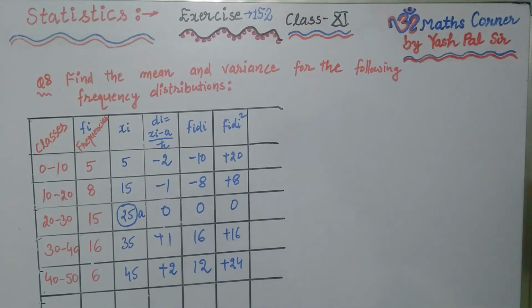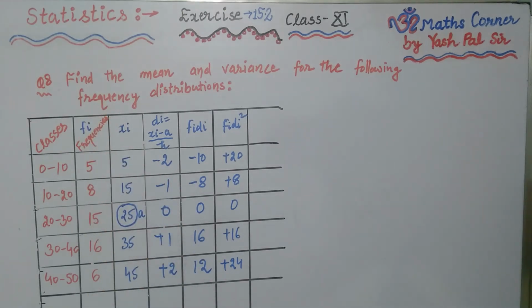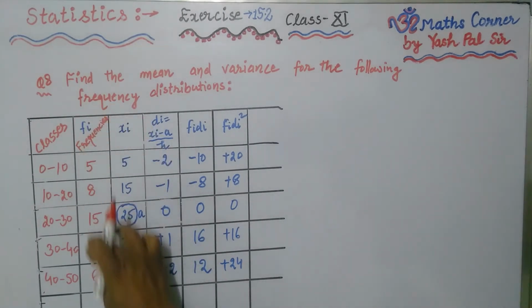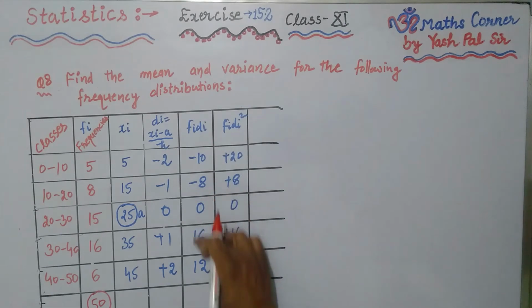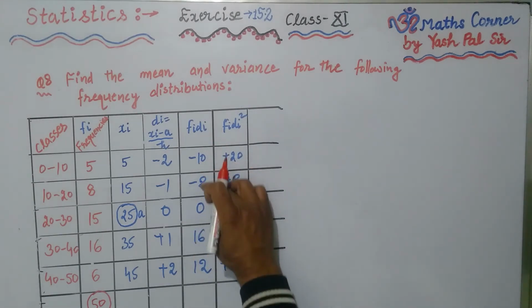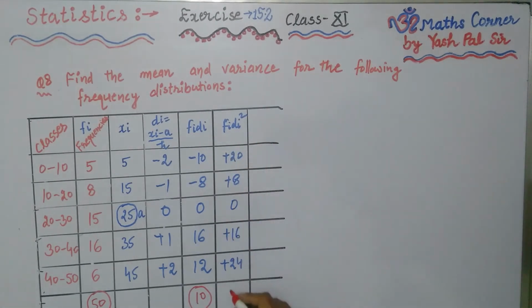Right? Now we need to find the sums. First of all, the sum of the column fi. Here the sum of fi is 50. Next, what is the sum of this column? Minus 10, minus 8, plus 16, plus 12, this is plus 10. Now what is the sum of this column? This is 68.